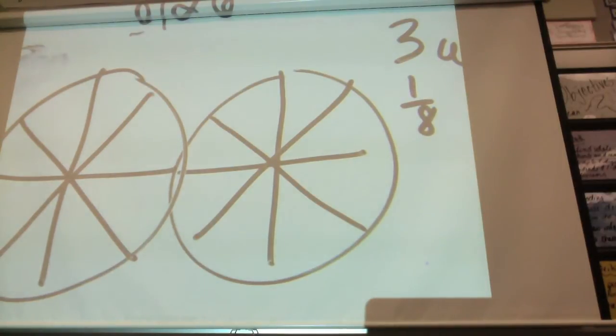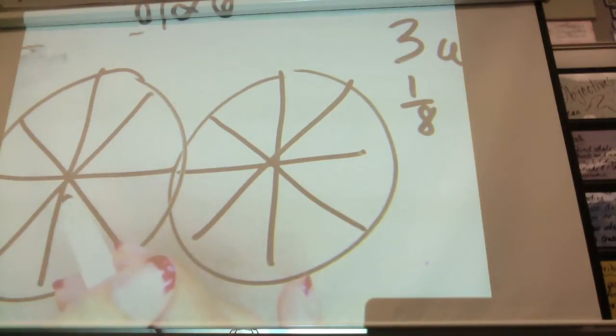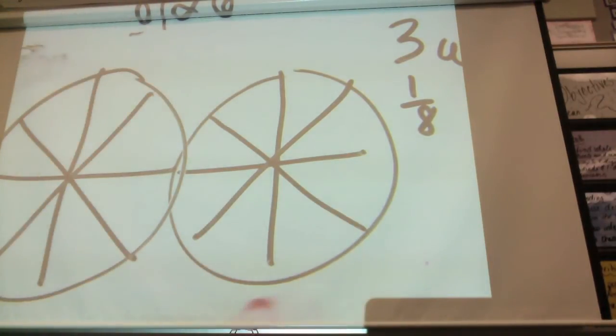Think about it first. Here's a whole pizza divided into 8s. Here's a whole pizza divided into 8s. I have to share it with 8 people. 8 people share this. 8 people share this. How many more pieces are each student going to get? Raise your hand when you know. How many pieces will each of the 8 students get additional, Sophia? 2. 1 from here and 1 from here, right?